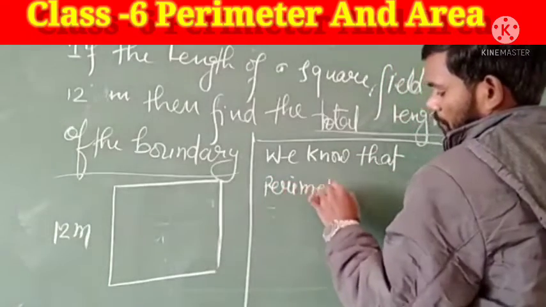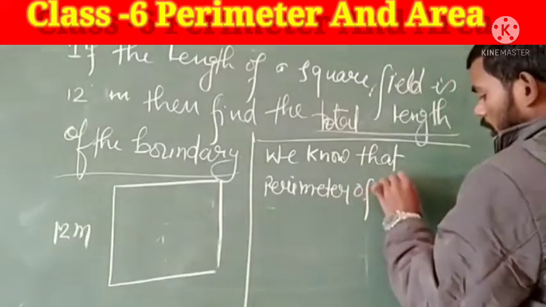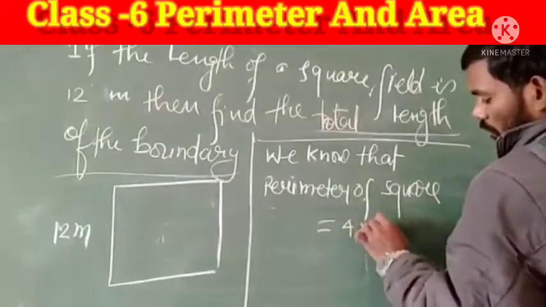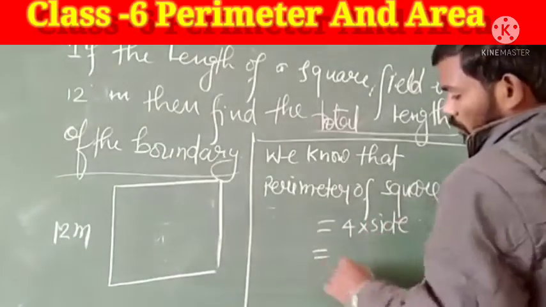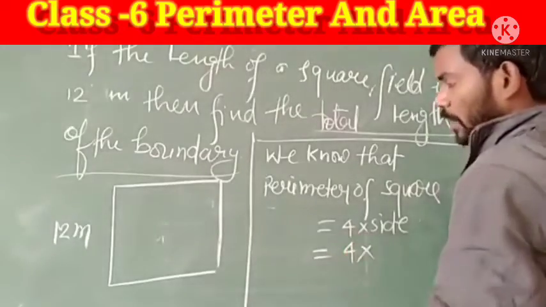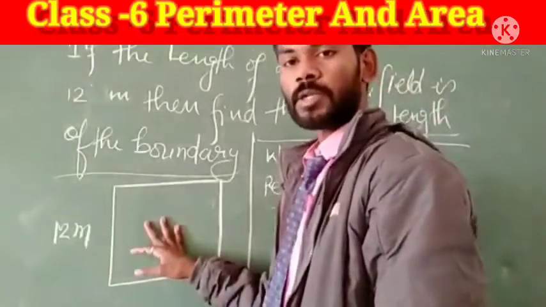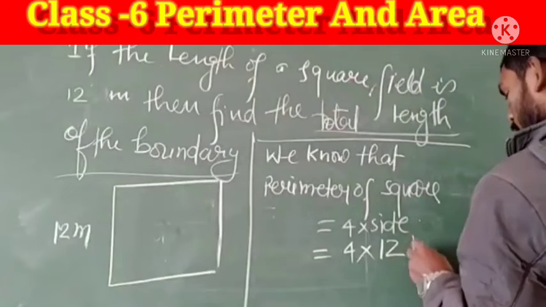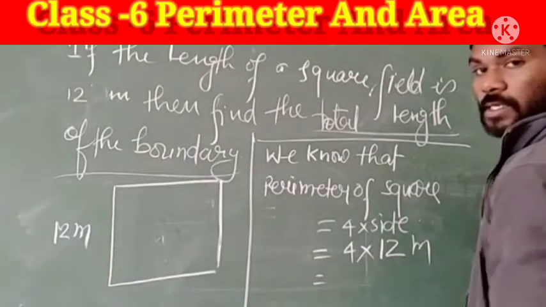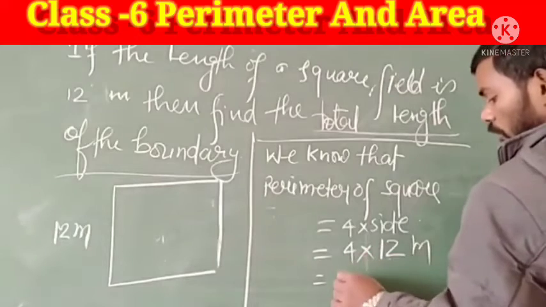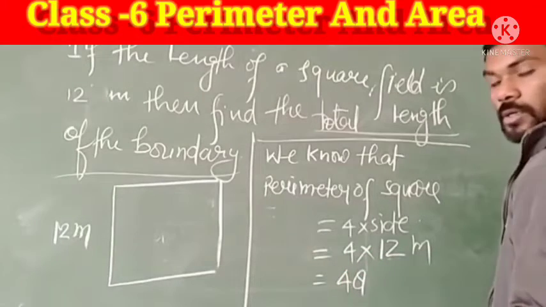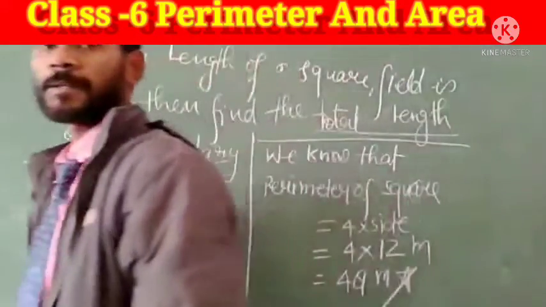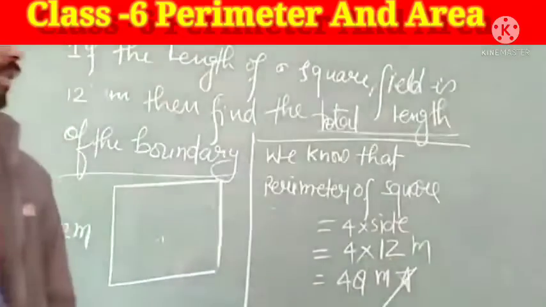Perimeter of square is equal to 4 into side, so 4 multiplied by the side of the square, which is 12 meter. So here we write 12 meter, and at last here we get 12 times 4 is 48 meter, which is the required result of the given problem.